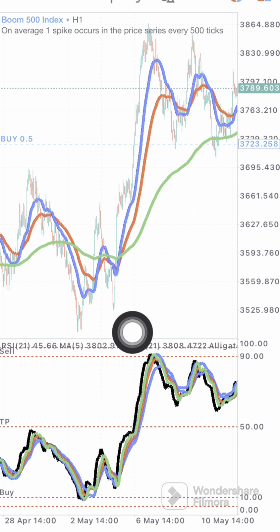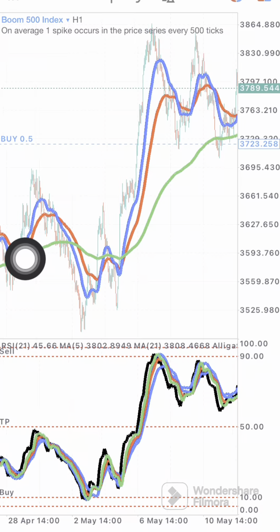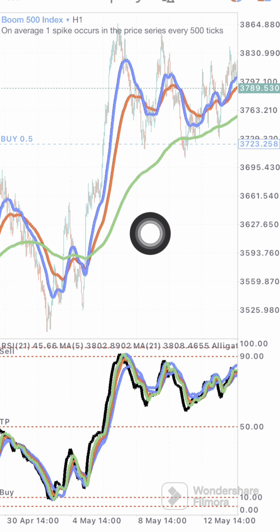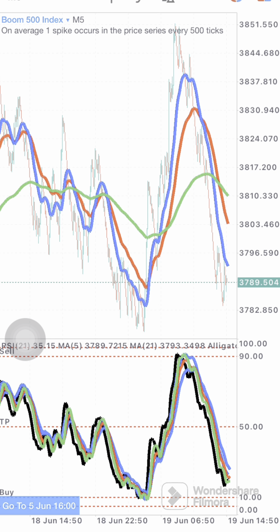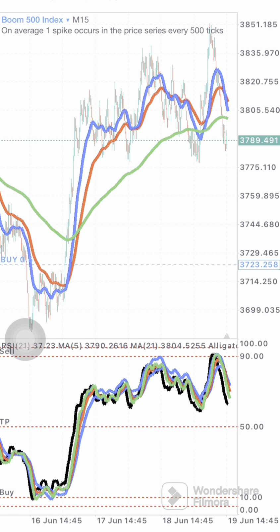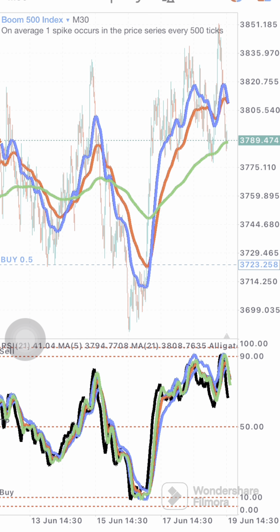Whenever you get this kind of confirmation, you don't need to do anything, just take your trades. If you get this strong confirmation, just take your buy trades. And you can use this strategy for scalpers. For scalpers, you can use 5 minute chart, 15 minute chart, 30 minute chart. Highest 30 minute chart for scalpers.